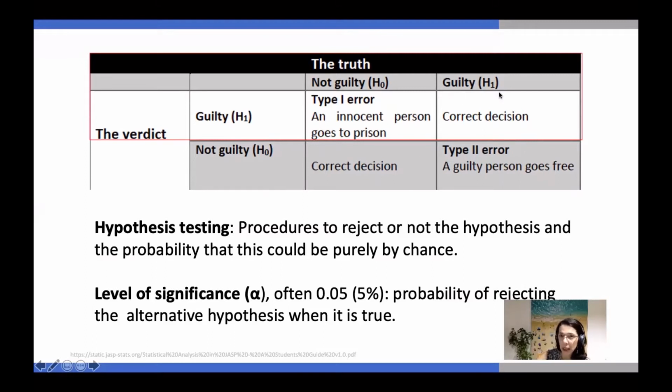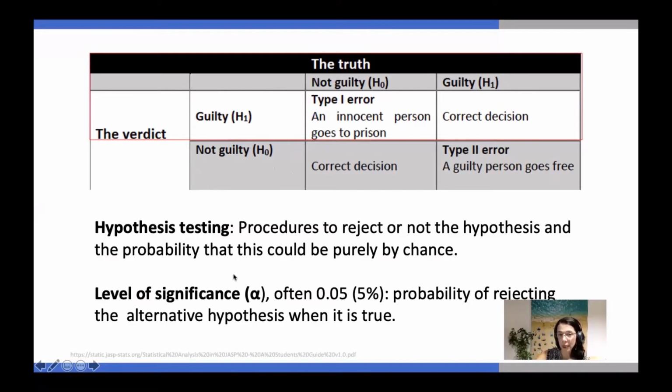If the person is guilty and our verdict is that person is guilty, again, we make the correct decision. But if the person is guilty and our verdict is that person is not guilty, we incur a type 2 error. So we did not reject the null hypothesis when we should have rejected it.